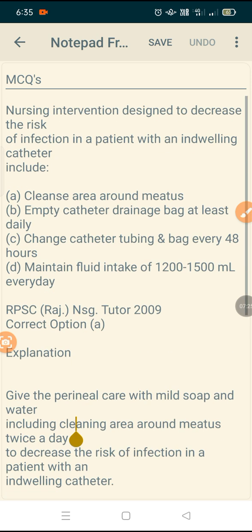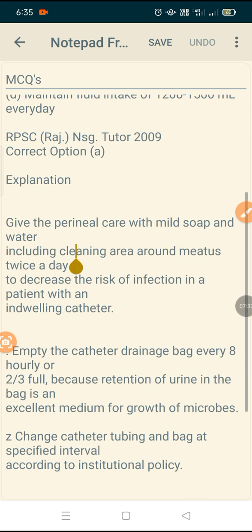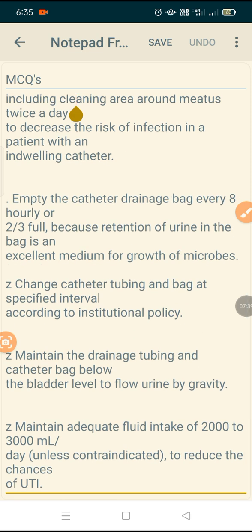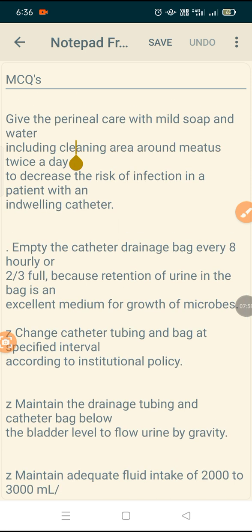So in this question, what they are asking is how to decrease the risk of infection in a patient with an indwelling catheter. We clean around the meatus daily, encourage the patient to drink 2000 to 3000 ml of water daily, and keep the urinary bag down, below the bladder level, to help with gravity. Change the tubings according to the hospital policies. Every shift we need to check the patient.